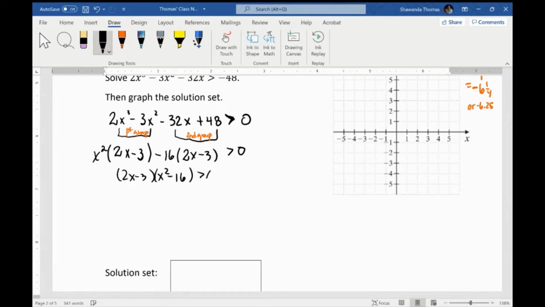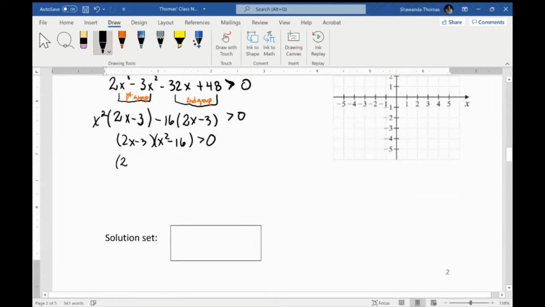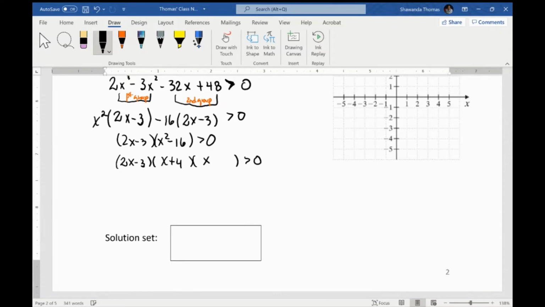Are we done factoring? No. You've got a difference of squares. True. What are the factors for that difference of squares? x plus 4, x minus 4. Very nice.